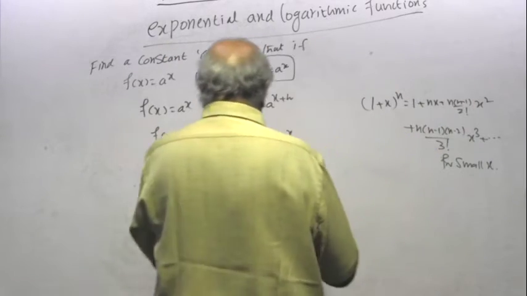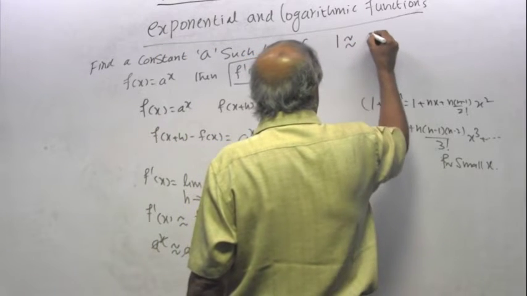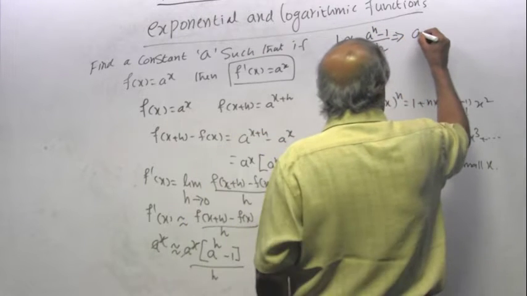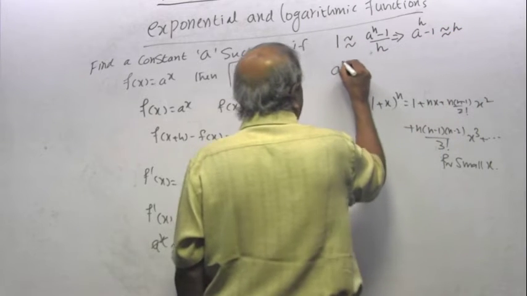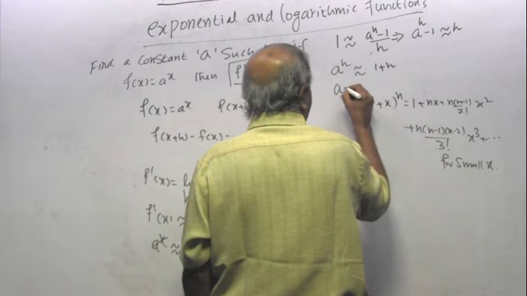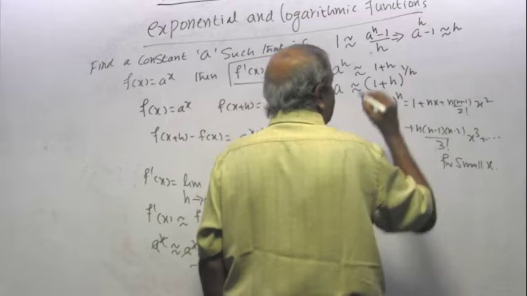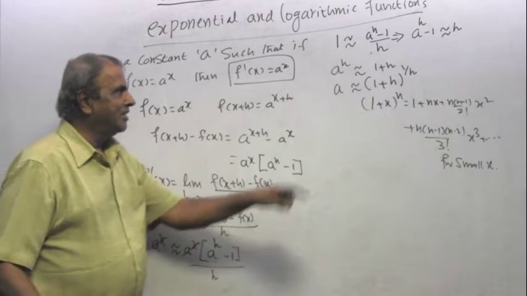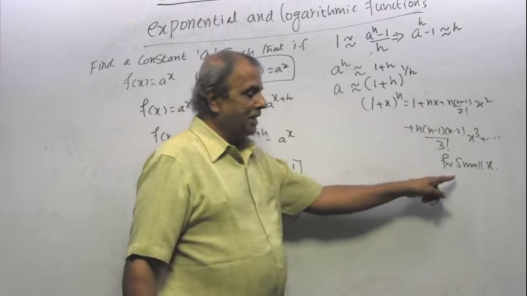Of course, I will take limits, which I will do later. So if I can simplify that, can I say 1 is approximately equal to a power h minus 1 over h, which becomes a power h minus 1 is approximately equal to h. So a power h is approximately equal to 1 plus h. So a is approximately equal to 1 plus h whole power 1 over h. Remember, h is small, so I can expand using this formula.